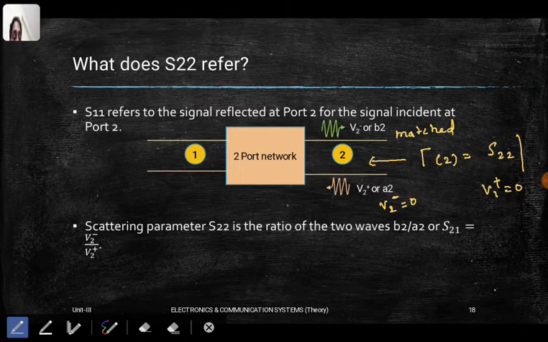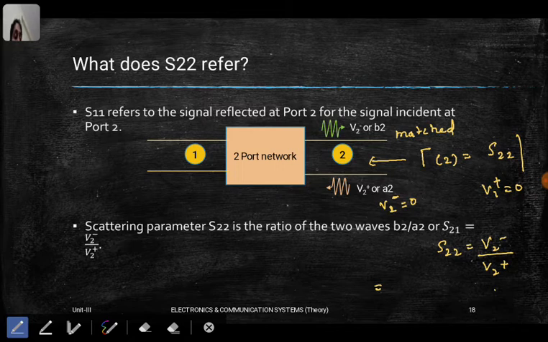What is the S21 value? What is the output at 2 from 1? Okay, sorry, this is supposed to be S22, right? There is a small change here. This is nothing but S22, not S21. So it's nothing but V2 minus divided by V2 plus. So what is the output voltage? That is, what is the reflected voltage here?